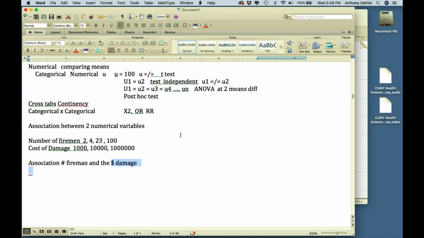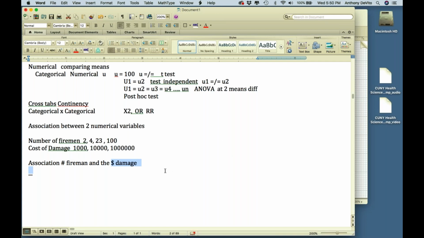I could draw a graph where the y-axis is the cost, the x-axis is the number of firemen, and each one of these instances of a fire represents the XY coordinates. 2 firemen and $1,000. 4 firemen and $10,000. 23 firemen and $1 million, right? I could draw a point for each one of these and look and see if as the number of firemen goes up, the cost goes up. If it looks linear, I could even try and draw a straight line between them.